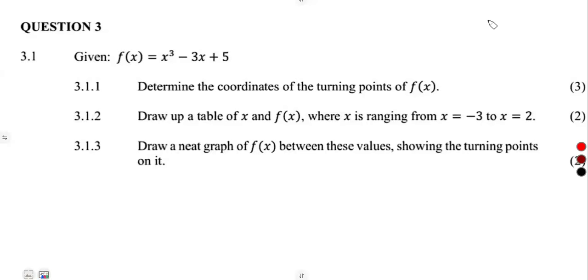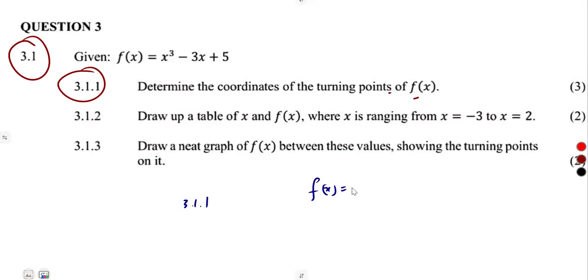So we are going to move on to question number 3. And we were given 3.1, given that f of x is x cubed minus 3x plus 5. 3.1.1: determine the coordinates of the turning points of f of x. So we do understand this one is a basic question.